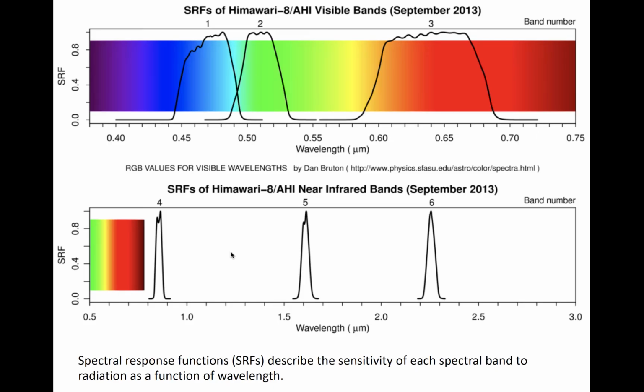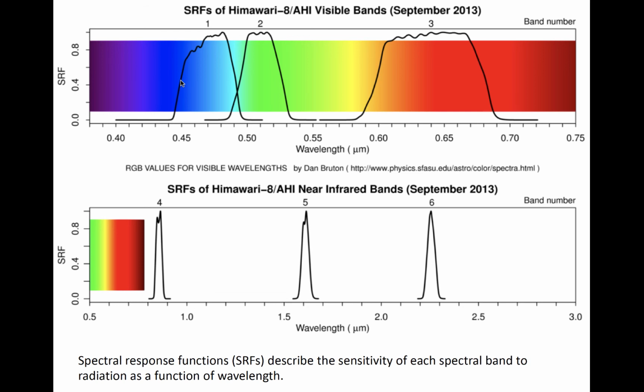The spectral response function, or SRF, describes the sensitivity of bands to radiation as a function of wavelength, and it has a maximum value of 1. These functions, shown here by the black lines, are for the AHI shortwave bands with visible light colored, and then for some additional bands outside the visible spectrum at the bottom. On the top row, you see the spectral response functions plotted as black lines for the blue, green, and red bands. Take the blue band, for example.